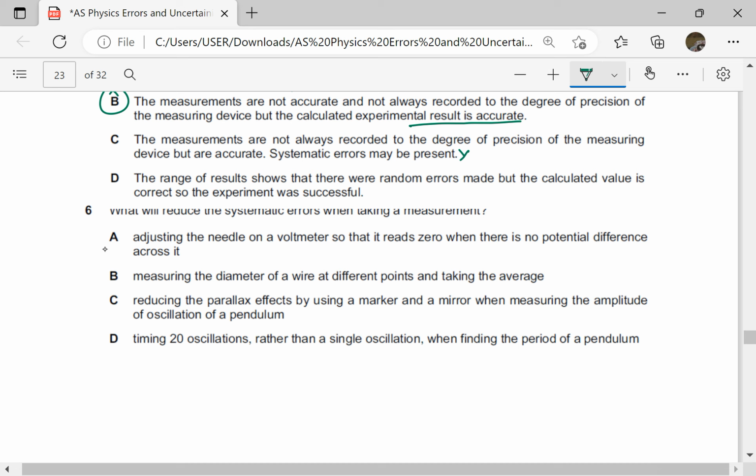What will reduce the systematic errors when taking a measurement? Adjusting the needle on the voltmeter so that it reads 0 when there is no potential difference across it. In other words, we are removing the zero error. Measuring the diameter of a wire reduces random errors. Reducing parallax is reducing random errors. Timing faint oscillations is random. So the answer is A.